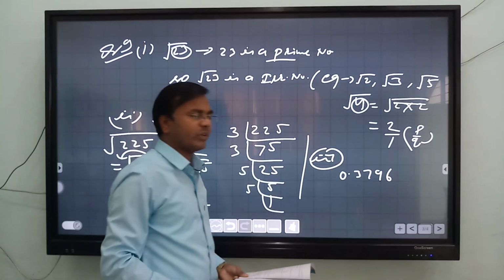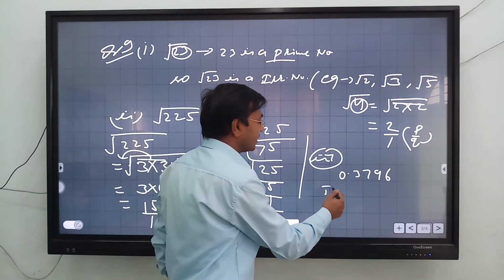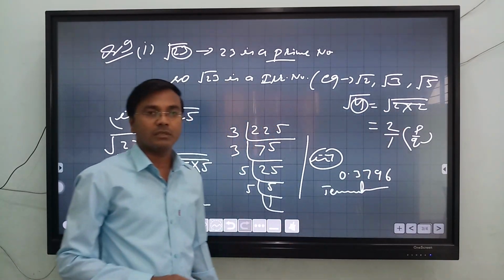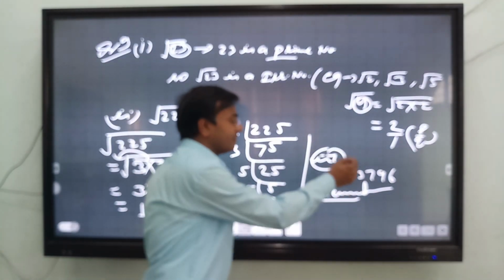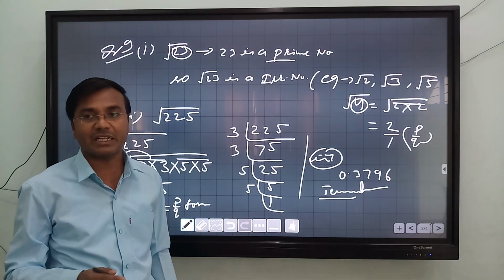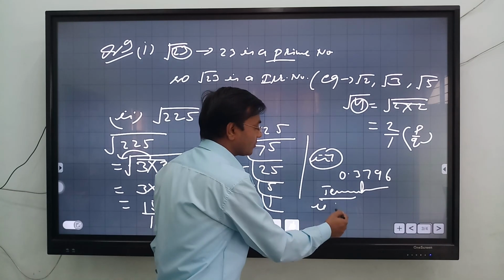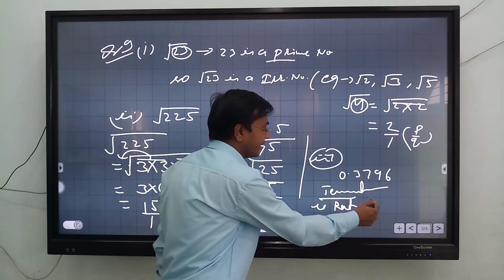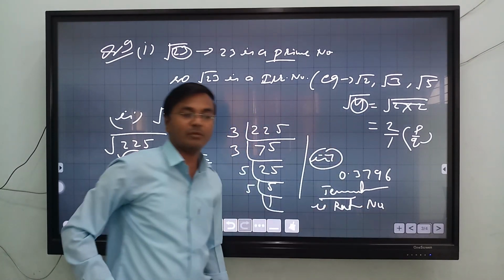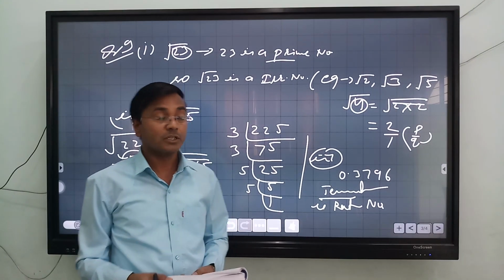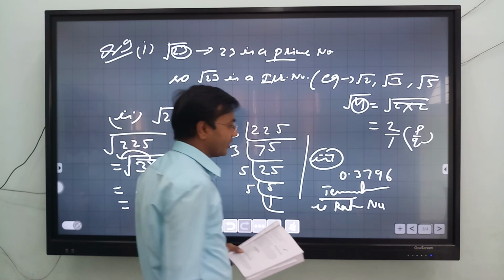0.3796. So you will write clearly the number is what? Terminating decimal. And we know that each and every terminating decimal number is itself a rational number by the property of rational numbers. So this implies this is a rational number, because the number is in terminating decimal form, right? So I hope you got about rational or irrational number.